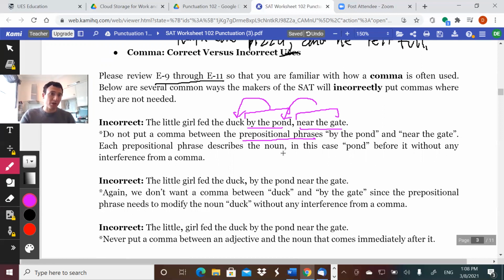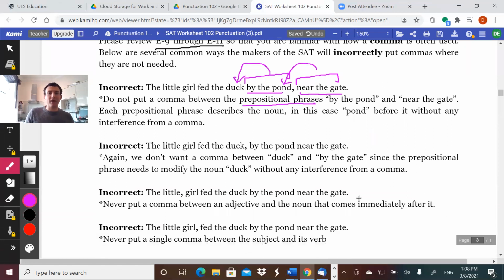If you're more interested in that, you can either do some research on your own or you can ask your tutor about it. Again, we don't want to put a comma between the prepositional phrase by the pond and the noun that it's describing, the duck. So again, this comma is incorrect.